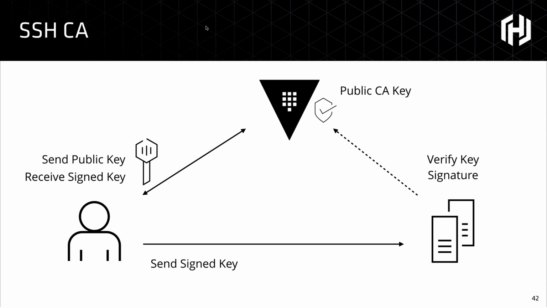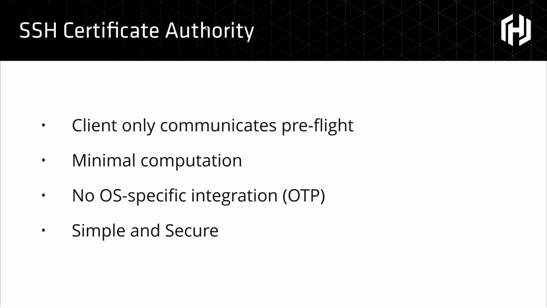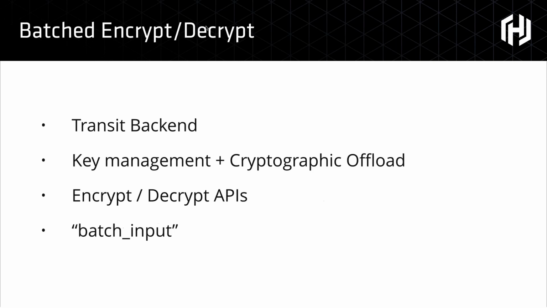What's nice about this approach is a few things. The client only communicates with Vault pre-flight. Vault doesn't have to be in the SSH path. There's very minimal computational overhead, since Vault's basically just doing a signature on top of the existing public key. There's no operating system specific integration, and it's a very simple and secure mechanism. It uses a lot of well-known and well-studied cryptographic primitives.